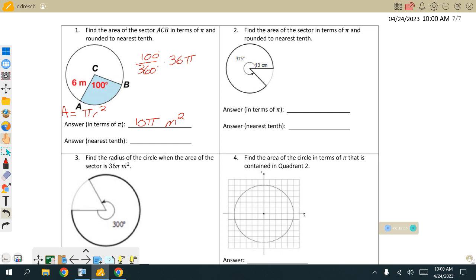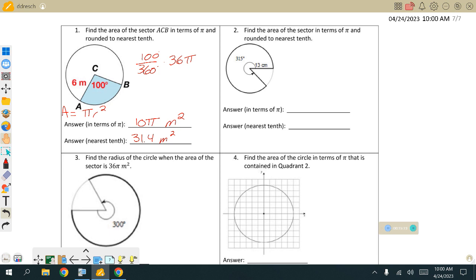Now, as we've been doing throughout the school year, we like the exact, we like the approximate, nearest tenth, 31.4, I believe, right? 10 pi, type it into your calculator. The calculator says 31.4. That's it. That's as crazy as sectors usually get. It's nothing really too bad.